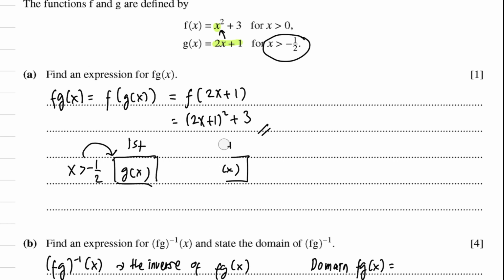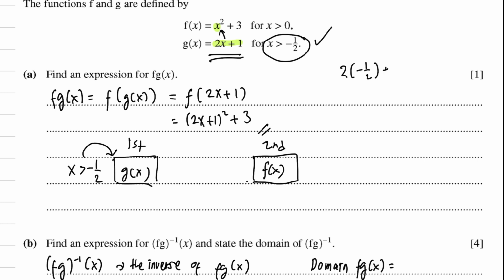So maybe I'll move it here first. We put in any value bigger than minus half. Because our g(x) is 2x plus 1, we need to find the range. So you just substitute 2 times minus half plus 1, and you will get minus 1 plus 1 equals 0. And then if we keep increasing the value of x, this value will increase as well. So that means your range for this one will be y bigger than 0.